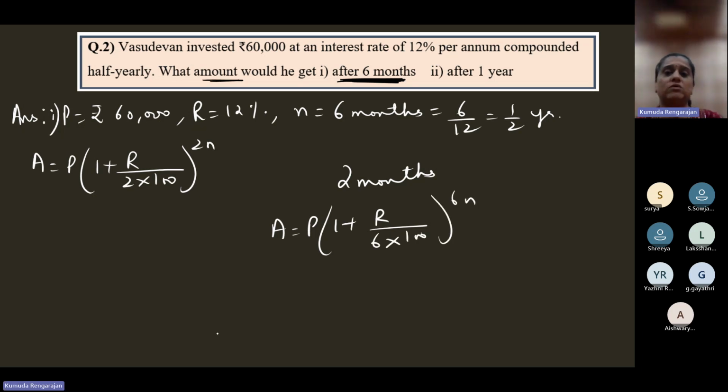Because you would ask me, okay, if it is half yearly, this is the formula. What if it is 3 months, 4 months, or 2 months? This is how you do it. Just ask yourself, if the interest is compounded every 2 months, every 2 months the bank gives interest for the money in your account.